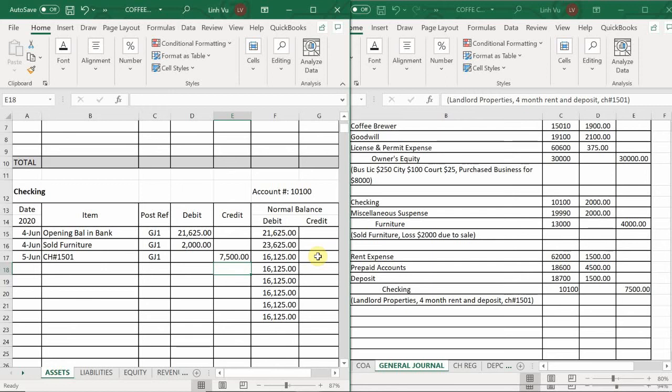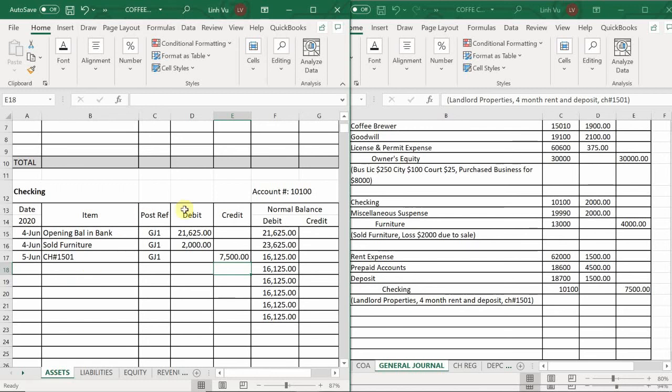So in this case, I have $16,125 in my bank account now. All right. So far, so good. Where did you find the checking account on the journal? This is my... Mhm. This is the ledger, yeah.